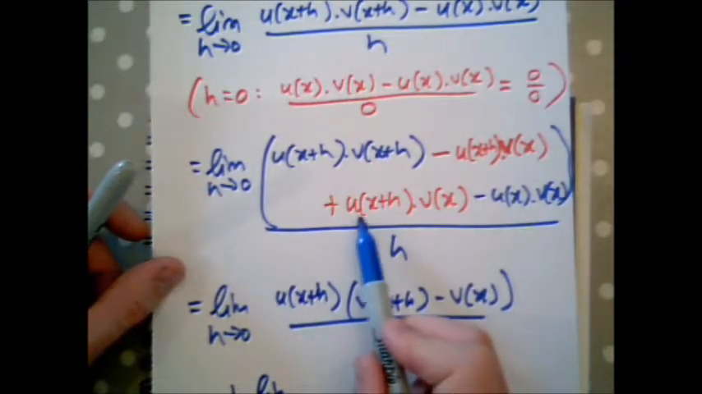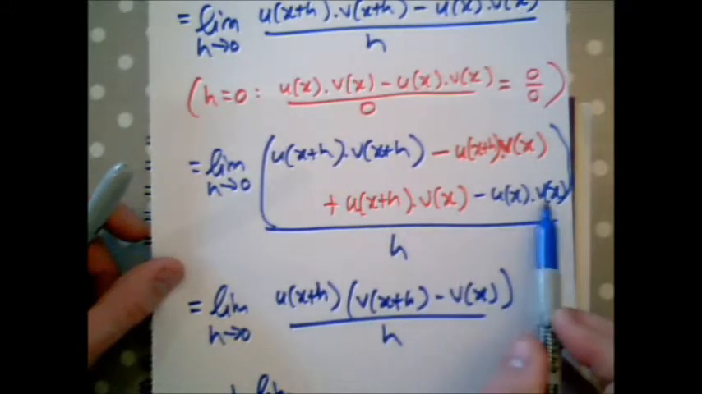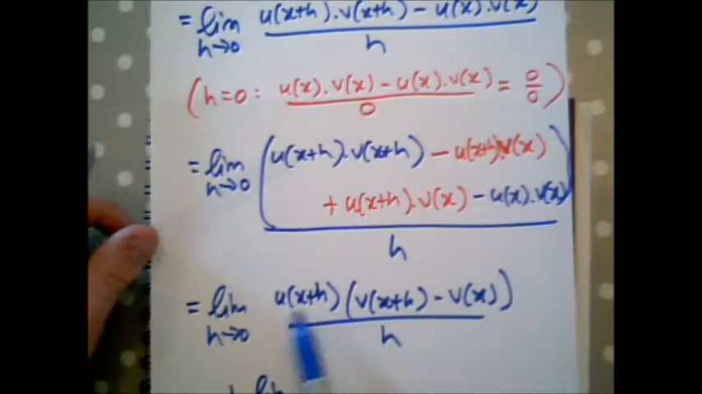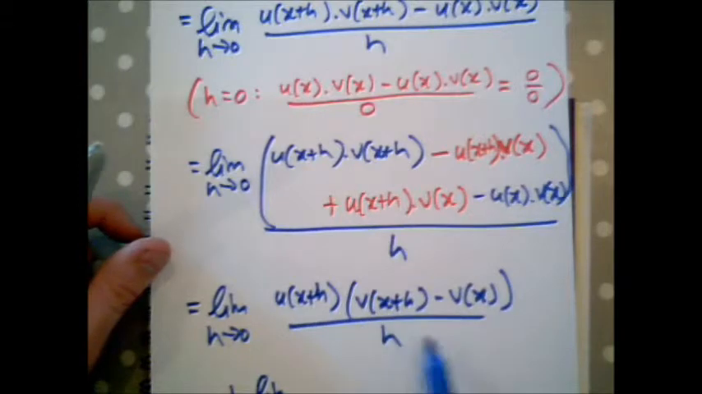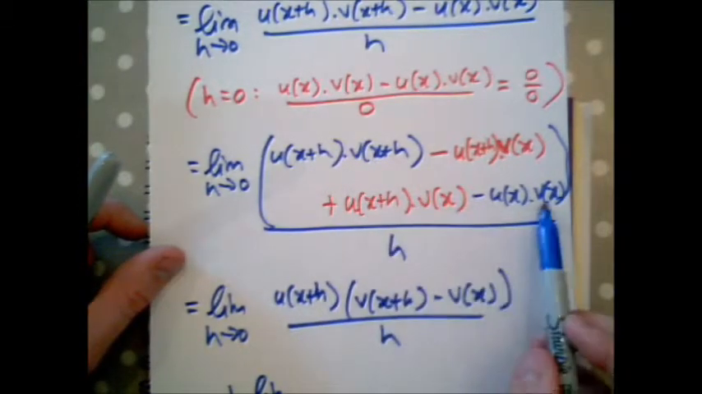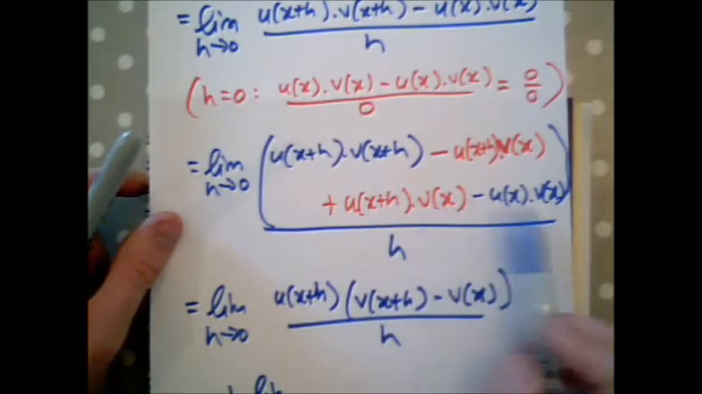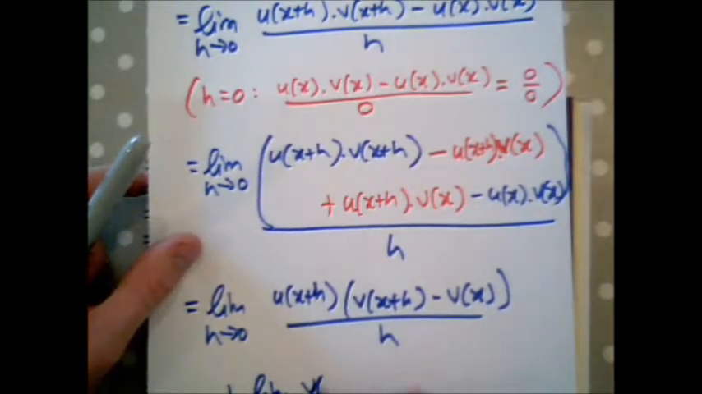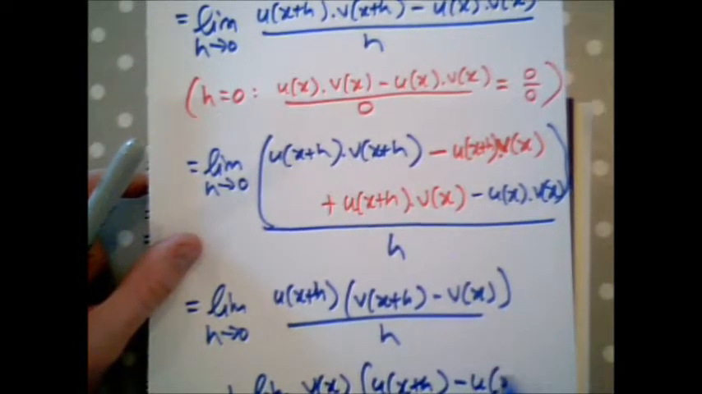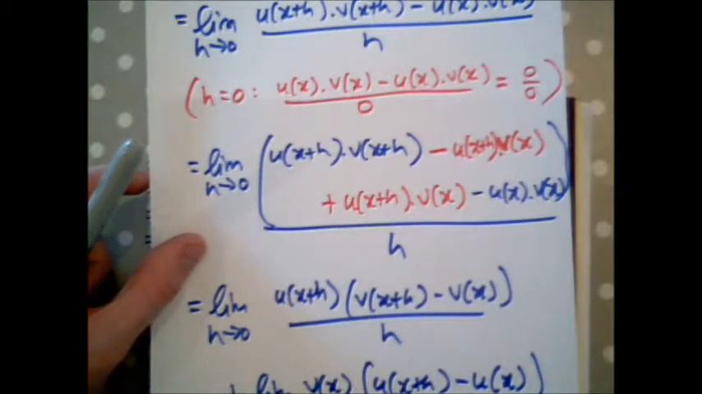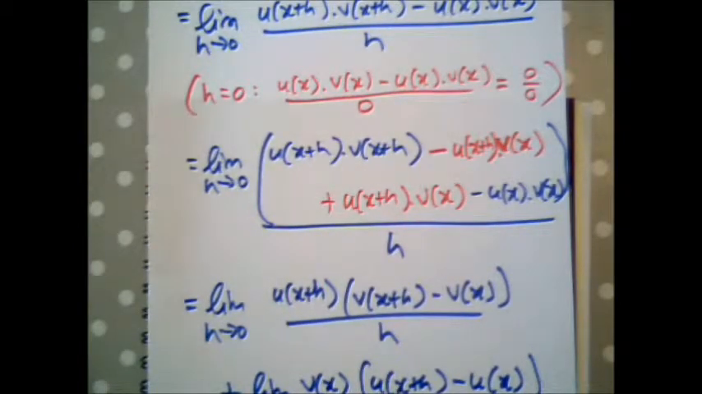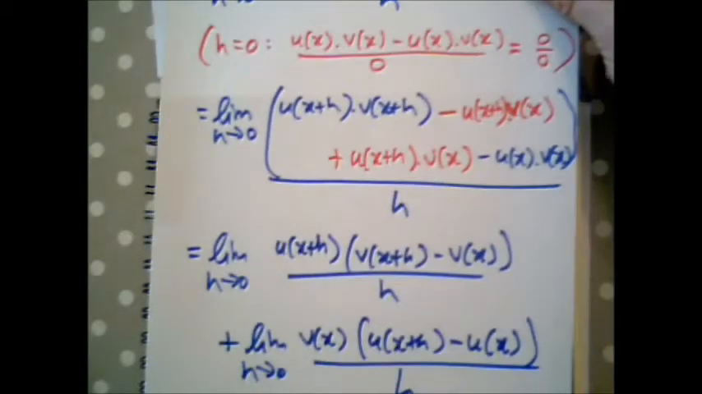Alright, so what's common here is the v of x, and that's great, because this one's going to hopefully give me u of x by the derivative of v. So this one should be giving me v of x by the derivative of u. So the v of x there is common, so let's take the v of x out. And I have v of x times u of x plus h minus u of x. And remember, the whole thing is divided by h.